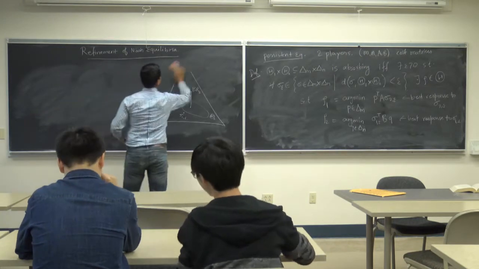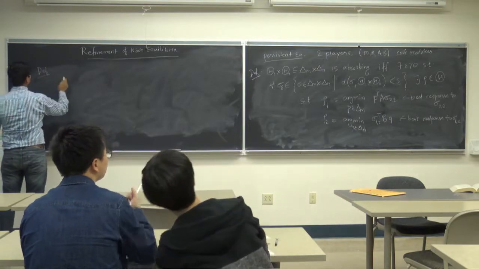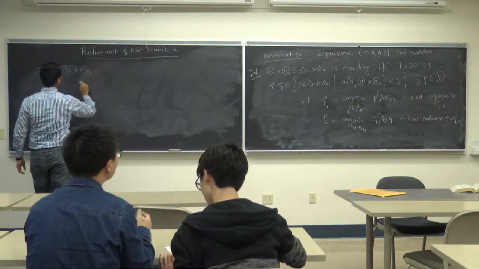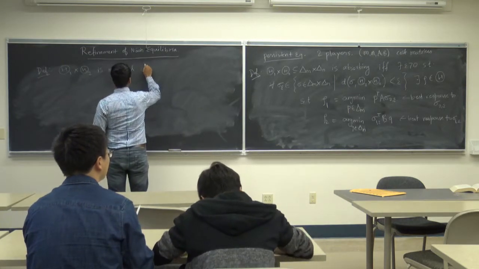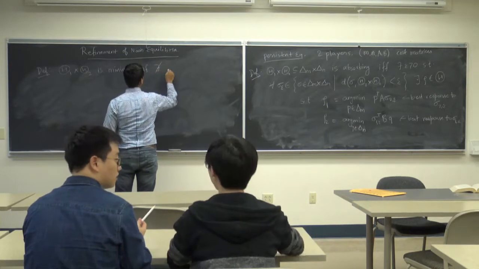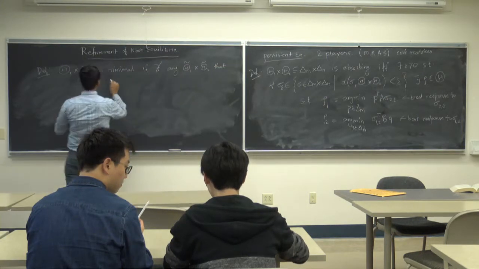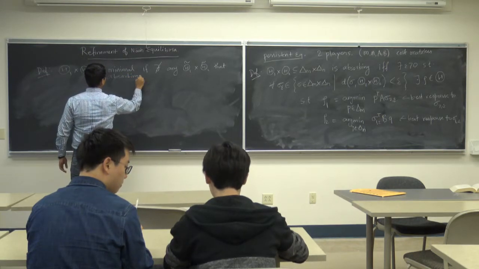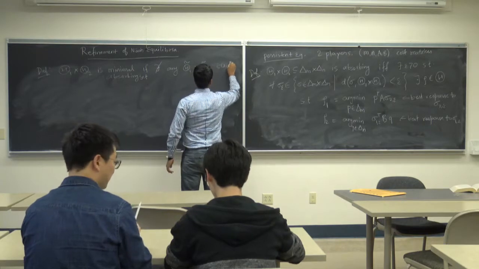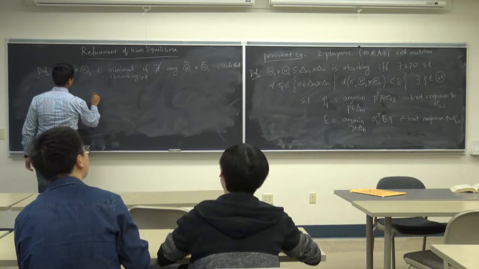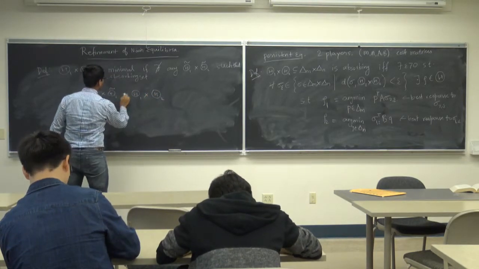I want to define minimality. So, definition: theta 1 cross theta 2 is a minimal absorbing set if there does not exist any other theta 1 tilde cross theta 2 tilde such that theta 1 tilde cross theta 2 tilde is a subset of theta 1 cross theta 2. I should make it a strict subset.